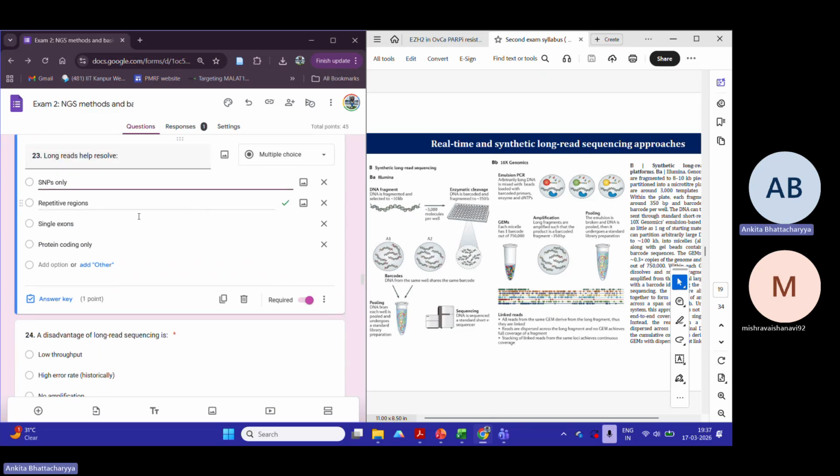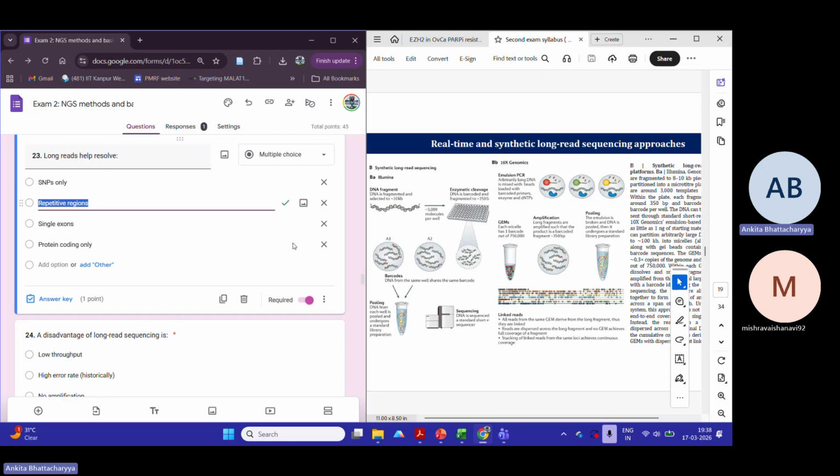So long reads are better when you wish to resolve more repetitive regions, because there, if you use a short read sequencing technology, then it will be very difficult to stitch the correct sequence or the order of the bases, and it would give us errors. So as a result, repetitive regions can be better resolved by long reads.